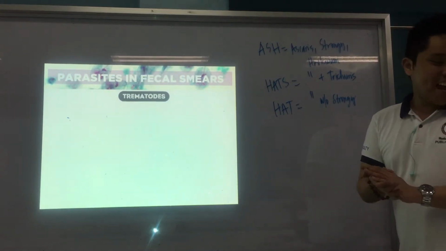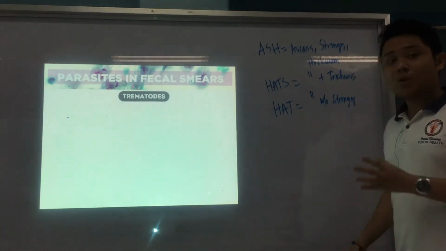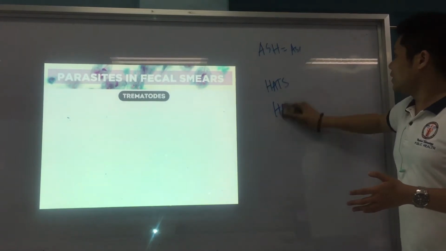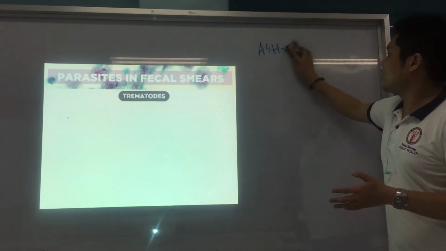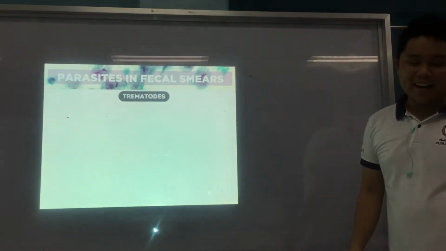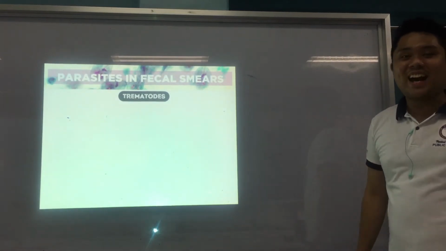Alright, that's for your nematodes or your roundworms. Next, we go now to your trematodes or your flukes. So before we go to the different species, we'll first go to the general characteristics. Again, pang lecture niya siya na information, but at least you already know as early as now.